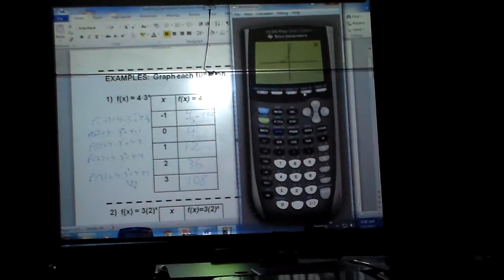But look at the second table. Oops, sorry, second table is the one we want to hit. And notice, we had the same values here. At -1, we had that 1.333 repeating. At 0, 4, we have 1, 12, 2, 36, and 3, 108. So we get the exact same numbers that we have right there. That's really cool. Makes it really, really easy.